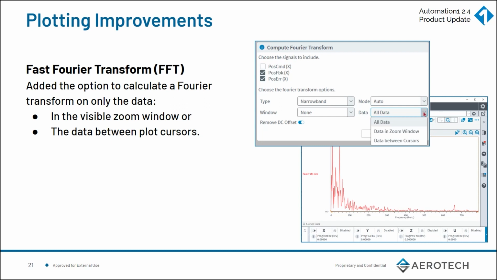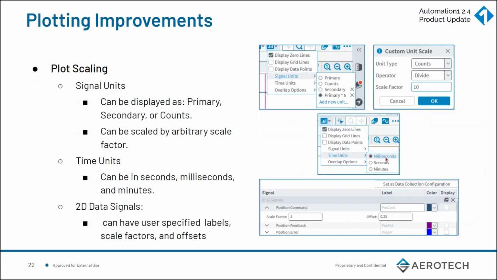The output of it is what you see tucked behind that first image with the red line: a fast Fourier frequency domain plot of, in this case, the position error. There are also plotting improvements in plot scaling. Your signal units can be displayed as primary, secondary, or counts, and they can be scaled by an arbitrary factor. So you can take your counts and divide or multiply them by a scale factor, and that's going to show up in your data visualizer. You can also take your time units and display them in seconds, milliseconds, or minutes. Again, that will change the way they display in the data visualizer.